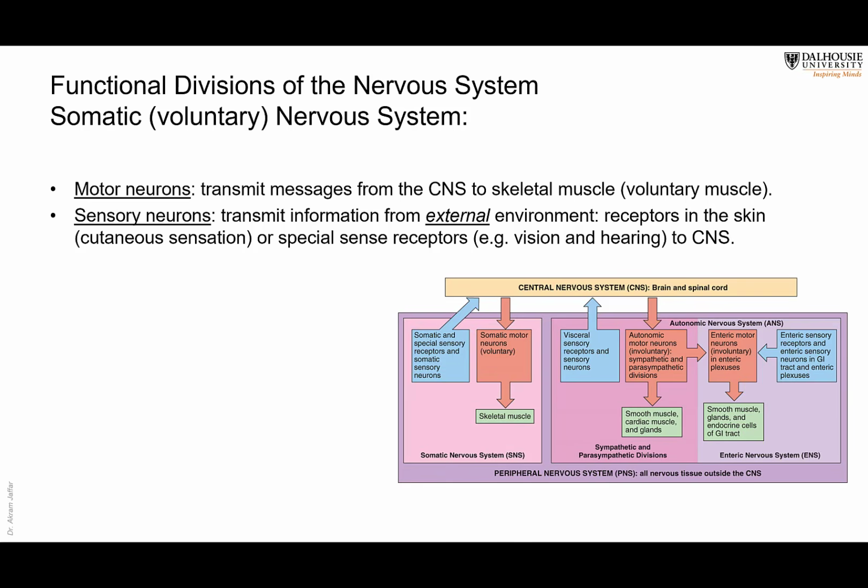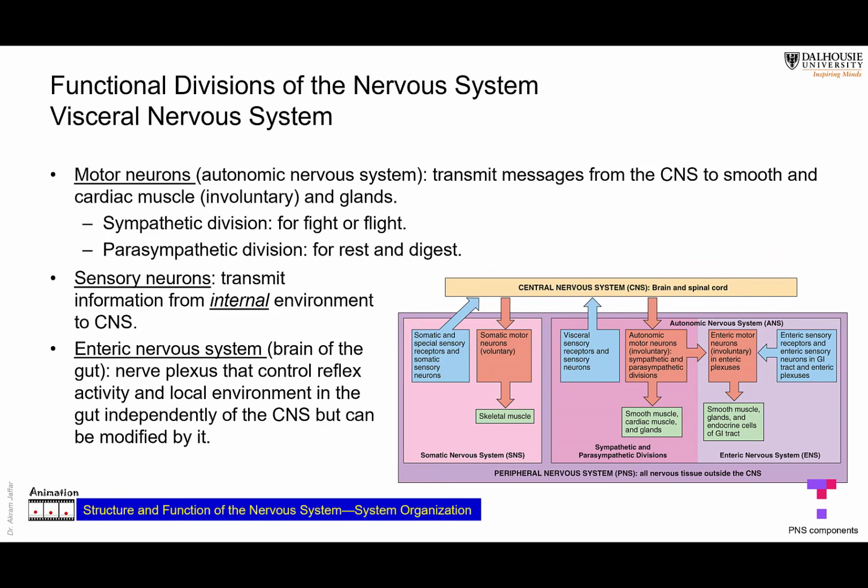Or special sensations, like you are hearing me now. This is the external environment: hearing, smelling, vision. All of these are somatic sensory impulses, and they are produced in the external environment. In the internal environment, sensory impulses transmit information in the visceral nervous system. In the visceral nervous system, sensory neurons transmit information from the internal environment to the central nervous system.